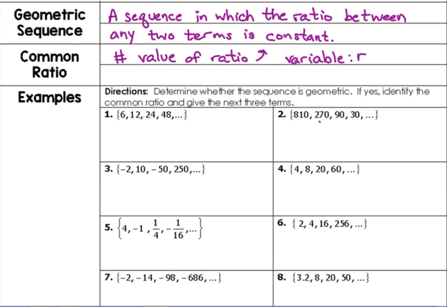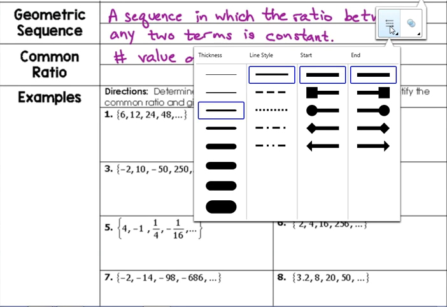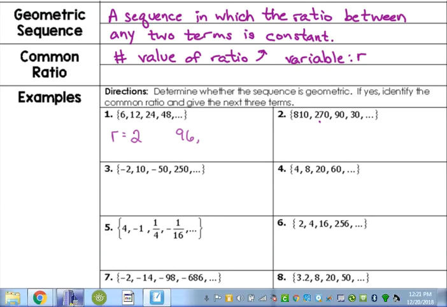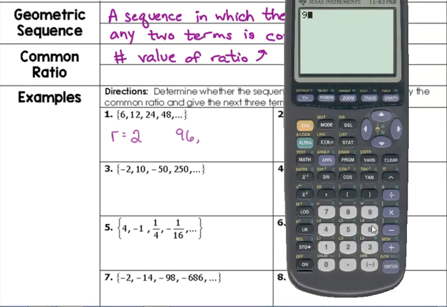Let's determine whether we're talking about a geometric sequence or not. If we are, then we'll identify the common ratio and then give the next three terms. First example, 6, 12, 24, 48. We're multiplying by the same thing every time? Absolutely. We're multiplying by 2, so the common ratio here is 2. 6 times 2 is 12, 12 times 2 is 24, 24 times 2 is 48. If we continue that pattern, we get 96, and I'm not trusting myself today, 192, and 384.